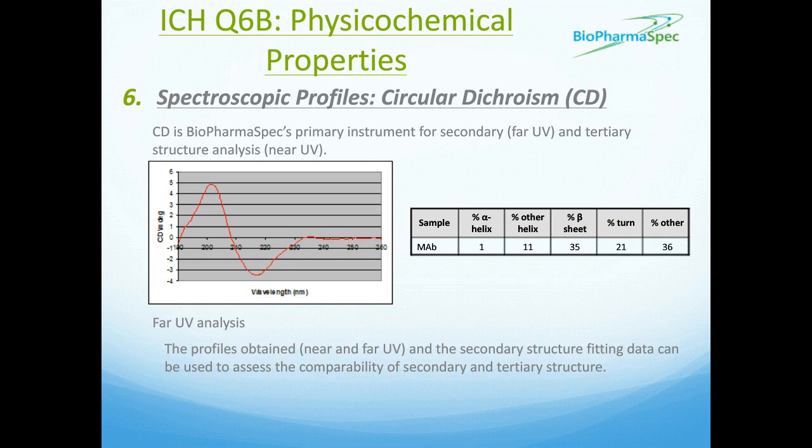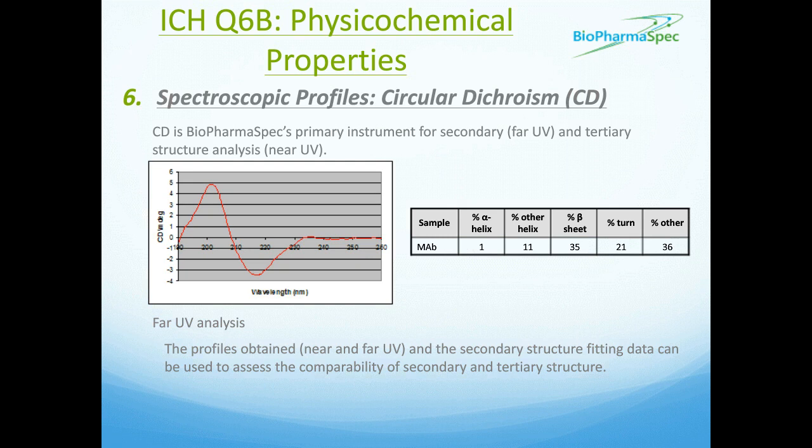CD is our primary instrument for secondary and tertiary structural analysis. What you're seeing here is a far UV analysis of a monoclonal antibody. And here you can see on the left-hand side a very clear high beta sheet content spectra that comes off of the monoclonal antibody, which is as you would expect.